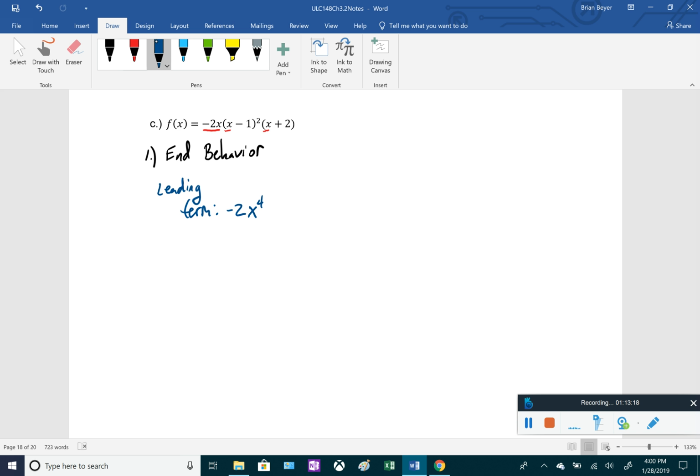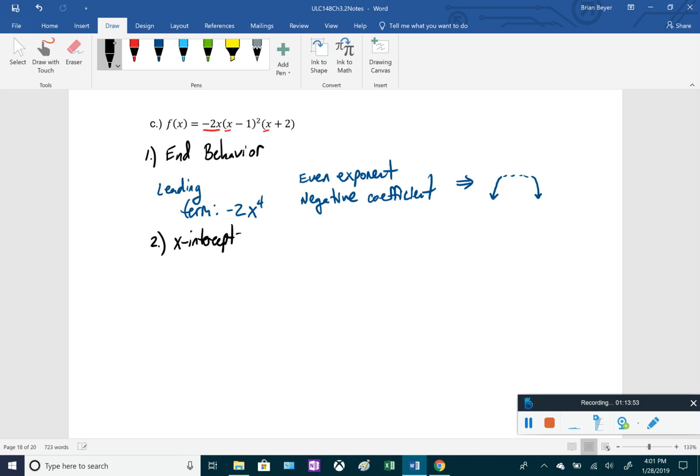So now we have an even exponent of 4 and a negative coefficient of -2. So even exponent, negative coefficient, it's going to fall on both sides. Okay, so next, that's probably one of the hardest parts for this particular question. Next, x-intercepts and the multiplicity.